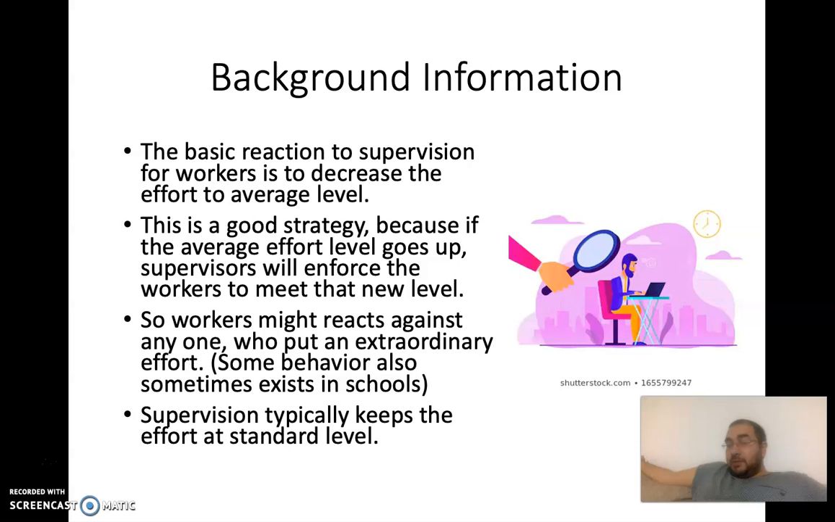Why don't they like it? Because that person is likely to increase the standard of the workplace. Similarly, if particular students are working too hard, in many cases other students don't like that student, because that student may increase the standard of the teacher. So supervision is likely to keep the productivity at the standard level, basically.